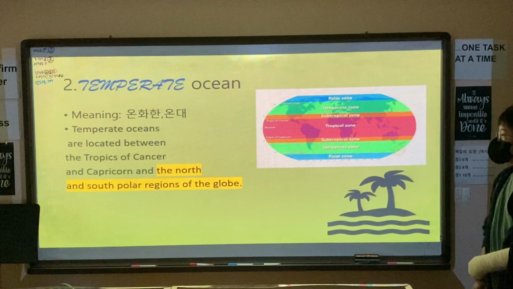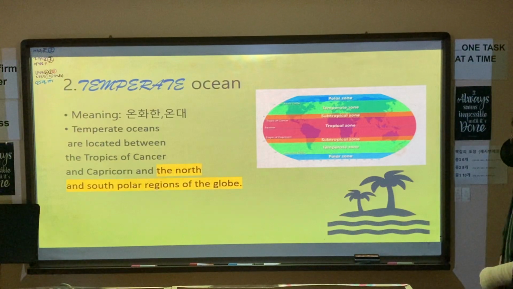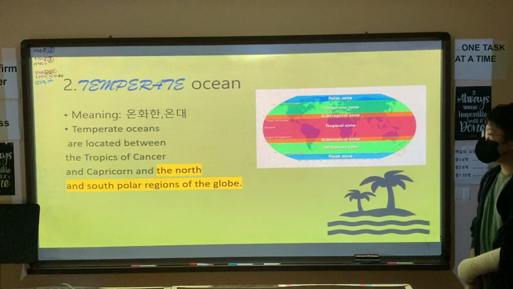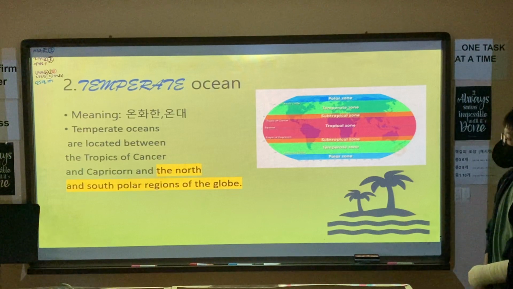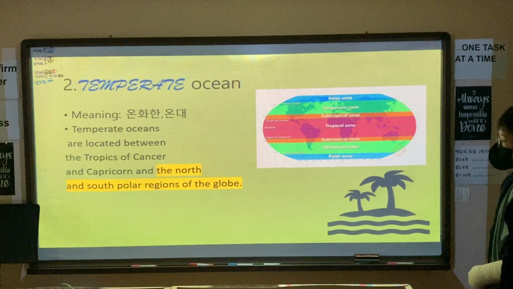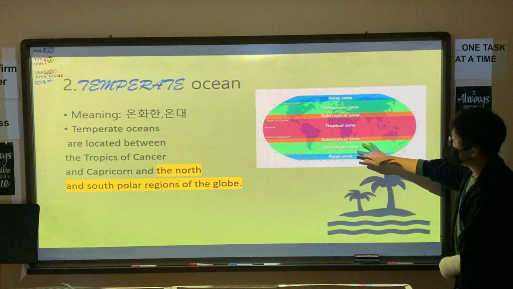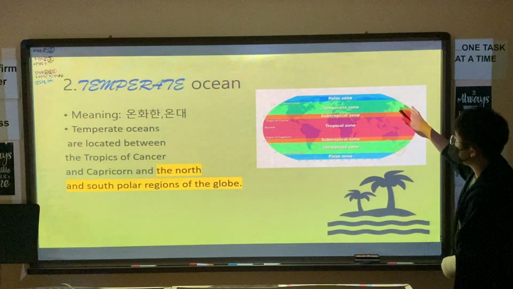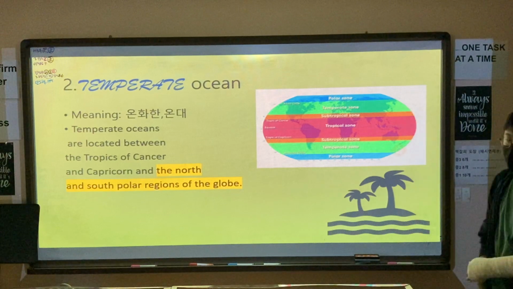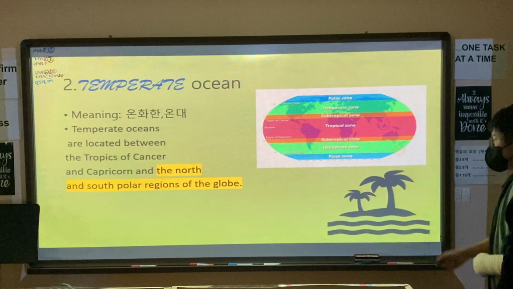And secondly, I will move to the temperate ocean. The temperate oceans are located between the tropics of Cancer and Capricorn and the north and south polar regions of the globe. So these two regions are the regions of the temperate zone.